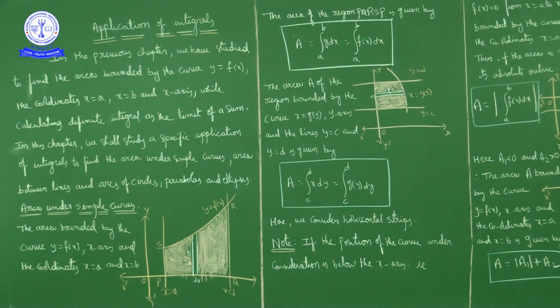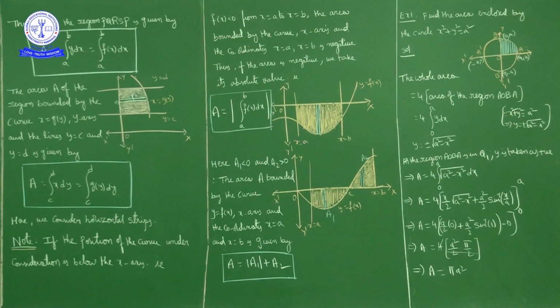So in such a case, the area bounded by the curve is integral c to d x dy, or else integral c to d g of y dy. Now in the first case we consider vertical stripes, in the second case we consider horizontal stripes.